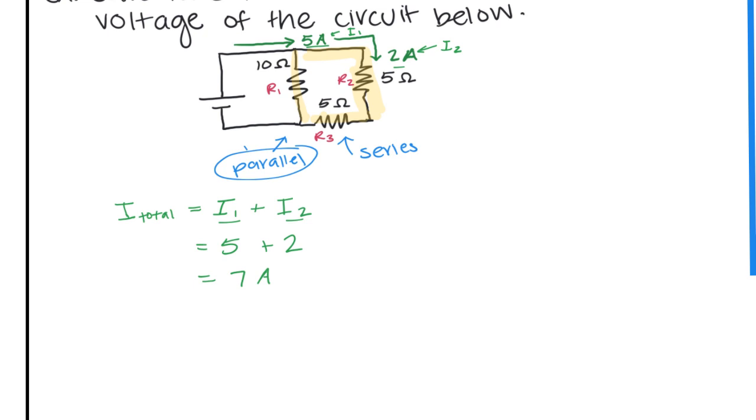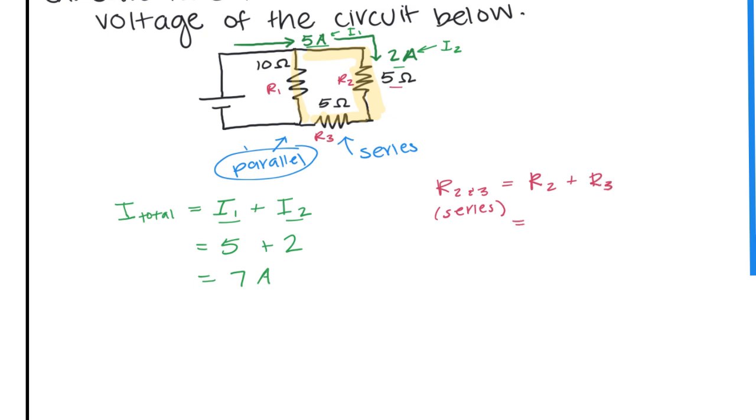So let's go ahead and start off just by calculating the resistance of this series, or these resistors in series. So to calculate the resistance of R2 and R3, that's our series that we're looking at, we are going to add together the resistance of R2 plus our R3.